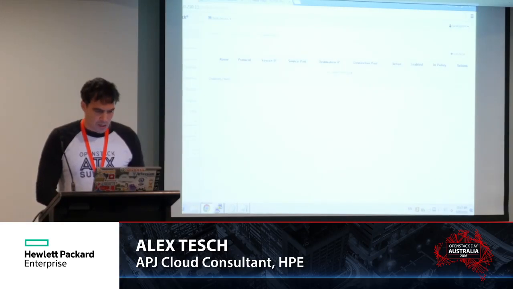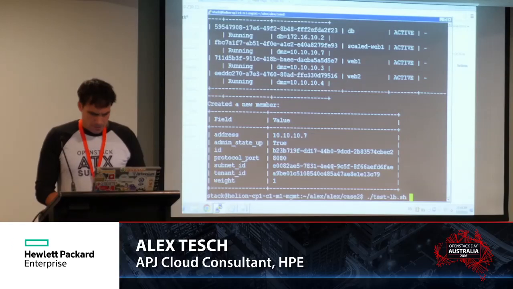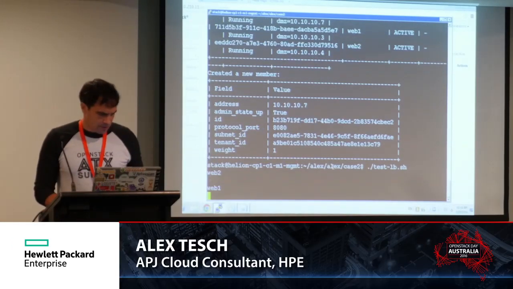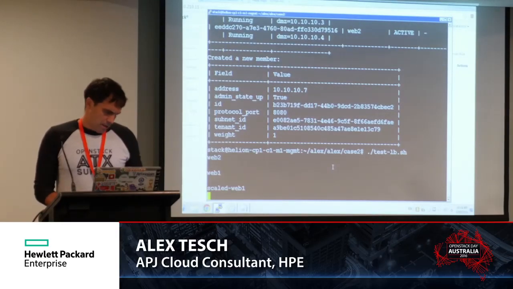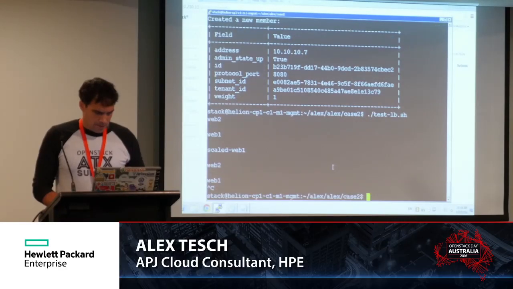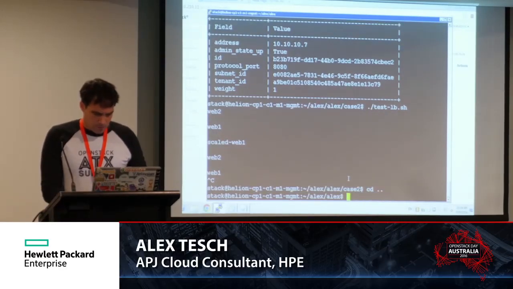At the moment we don't have any firewall configured, so I will stand it up with code again. Before we do that, let's check that our load balancer already has three web servers, so we can see web 2, web 1, and scale web. All right, so the scaling is actually working. So let's try to bring the firewall.